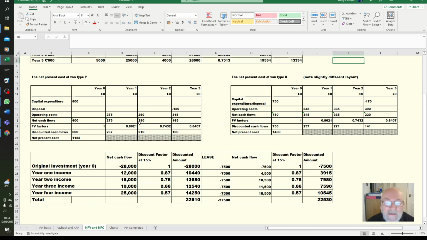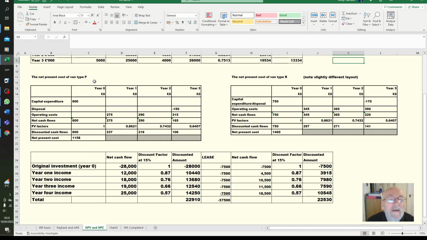This one has, I think this is 16%. I know I've got 15% coming up later and the value's a 0.87, so I'm estimating that without looking it up on the table. We've got net cash flows. Notice we don't need to worry about the minuses. It's all about, does this van or this van cost us more money, and quite easily. Same kind of numbers, net cash flows, PV factors, discounted cash flows, and the net present cost is all these added together. So our van type P is 1158, our van type R is 1460. I think we probably need to put zeros after it really.